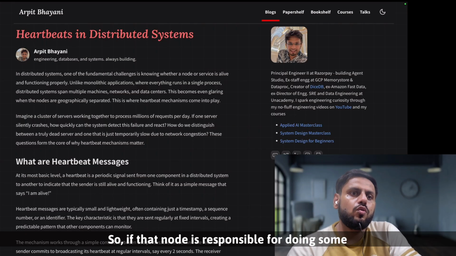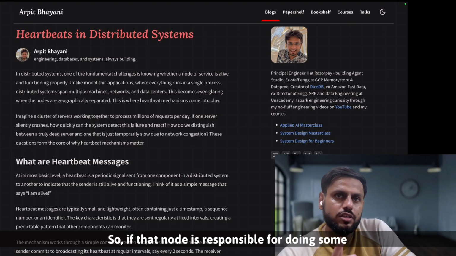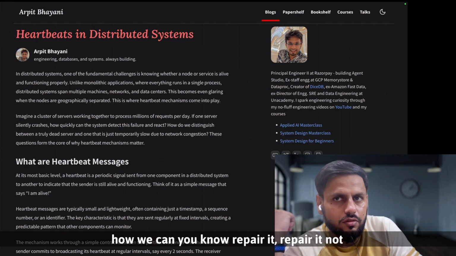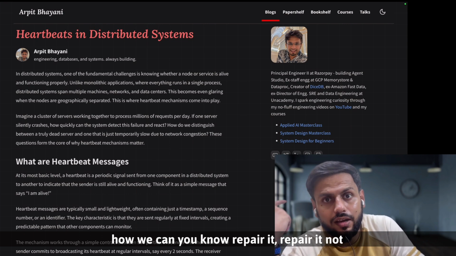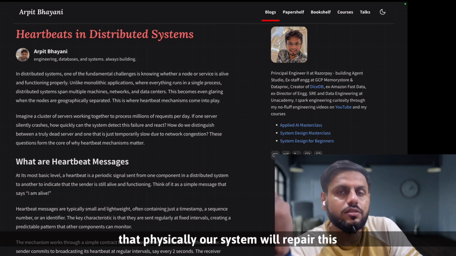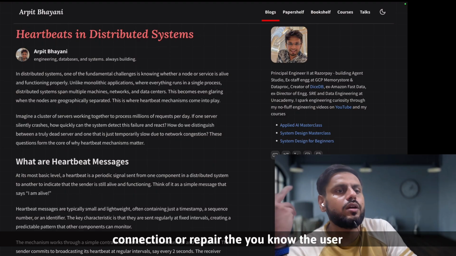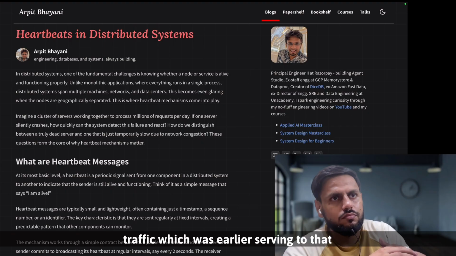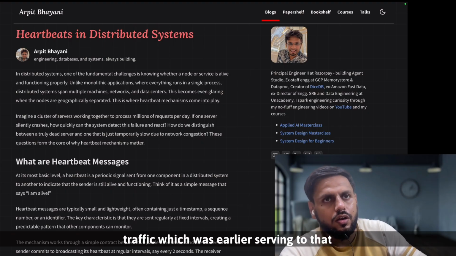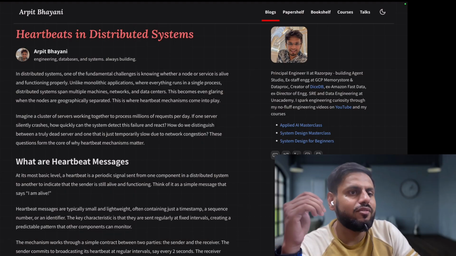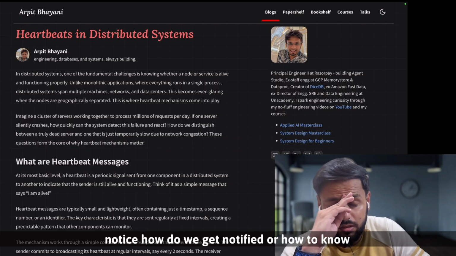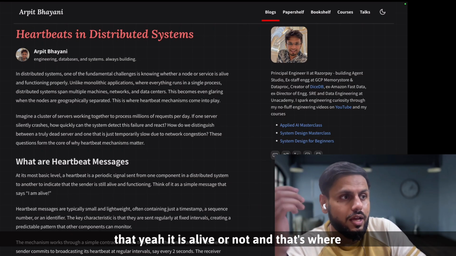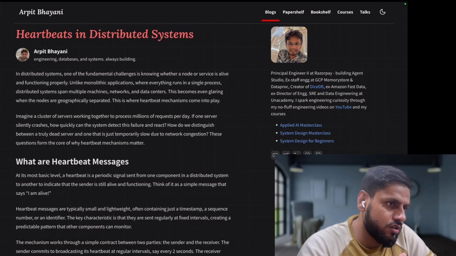So if that node is responsible for doing some stuff, how can we handle that and how can we repair it, not physically, but our system will repair this connection or repair the user traffic which was earlier being served by that server. But the first thing is, how do we notice, how do we get notified, or how do we know whether it is alive or not? And that's where the heartbeat mechanism comes into the picture.